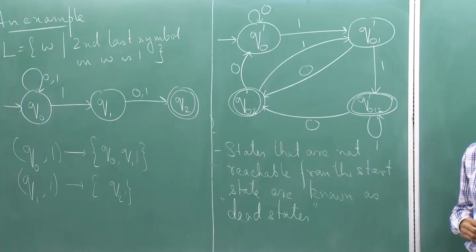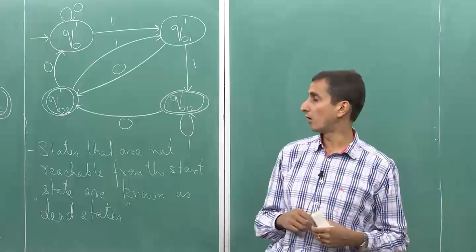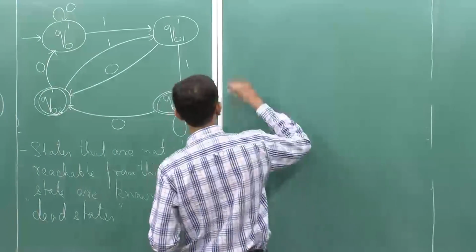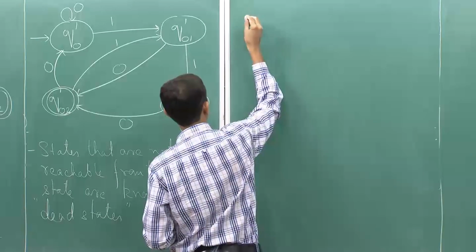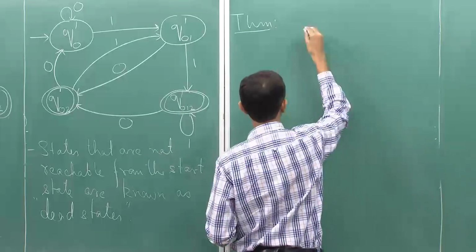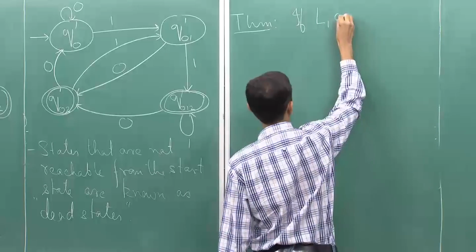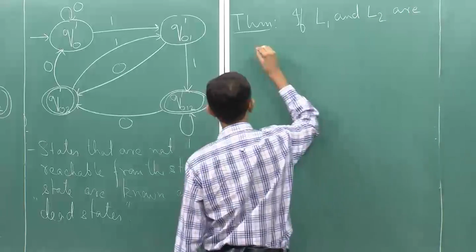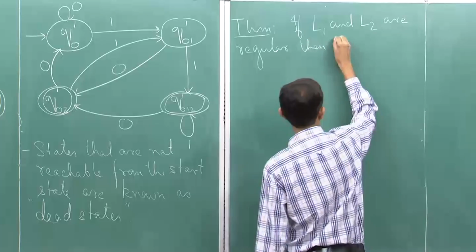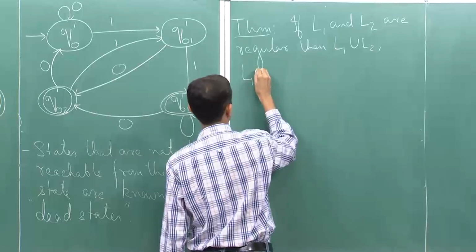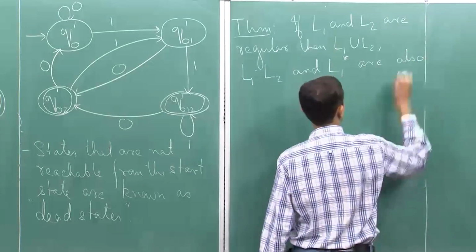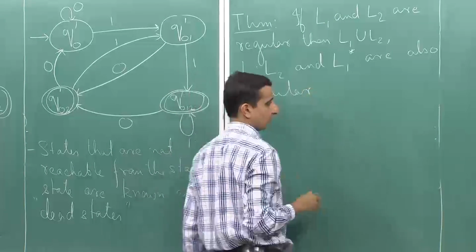Now let us come back to the topic of regular operations. We defined the 3 regular operations: union, concatenation and star. We will see why these operations are called regular operations. In other words, what we will show next is that if L1 and L2 are regular, then L1 union L2, L1 dot L2 and L1 star are also regular.